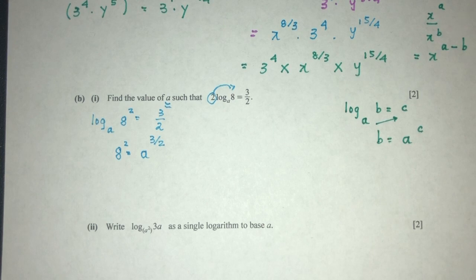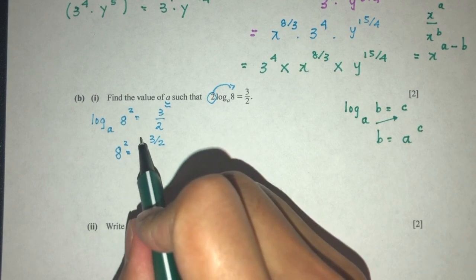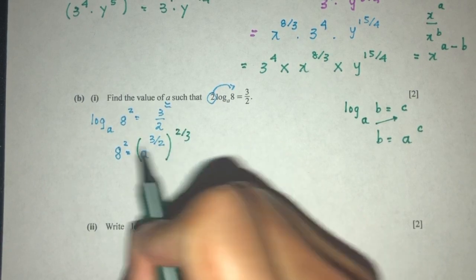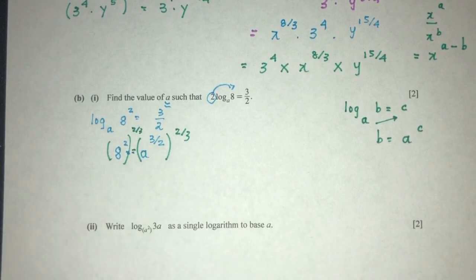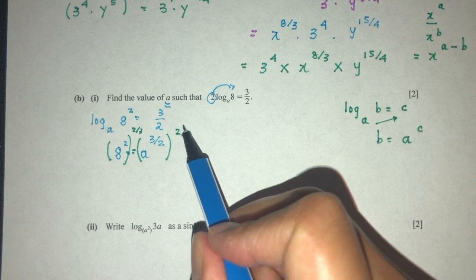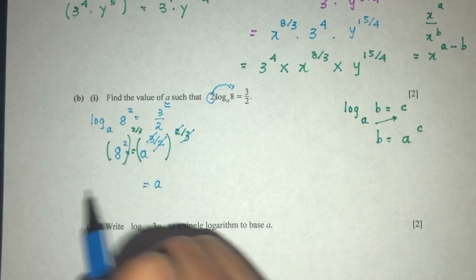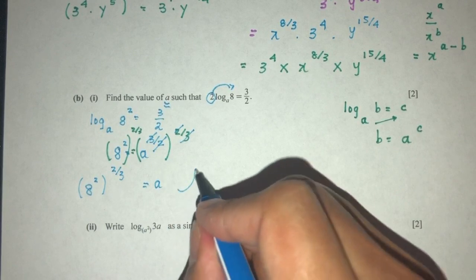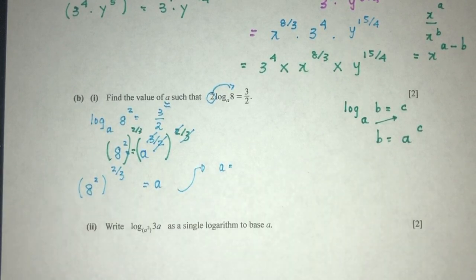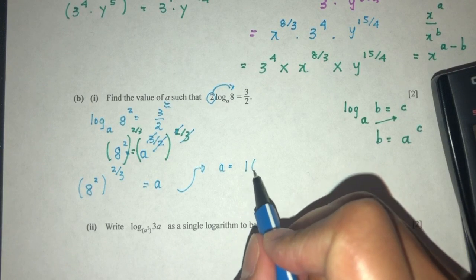Let's see what happens. To cancel out this power, we have to apply the power of 2 over 3 on both sides. Right? Because here this will go away, 2 will cancel out with this, and this will cancel out with this. So eventually we'll have a over here, and that will be 8 power 2 over 3. So let's see, what do you have? A will be 8 power 2 over 3. That will be 16 as your answer.